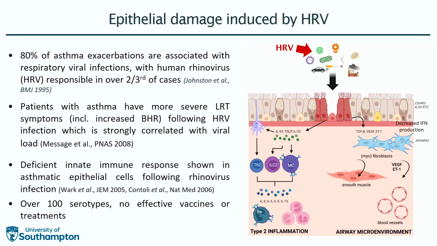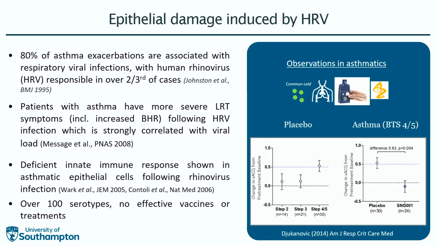And specifically in severe disease, we don't normally see this in patients with mild. While there are over 100 serotypes of rhinovirus, there are no effective vaccines or treatment. But observations back in 2005 from Southampton showed that there was a deficiency in interferon beta in asthmatic patients. This resulted in a spin-out company called Synairgen that developed inhaled interferon beta therapy, which was subsequently sold to AstraZeneca, and a trial published back in 2014 by the team showed an effect.